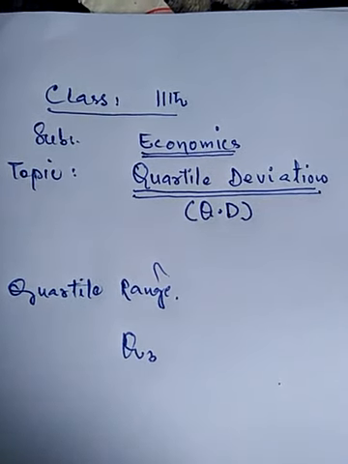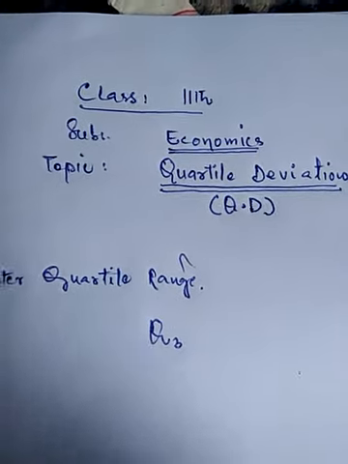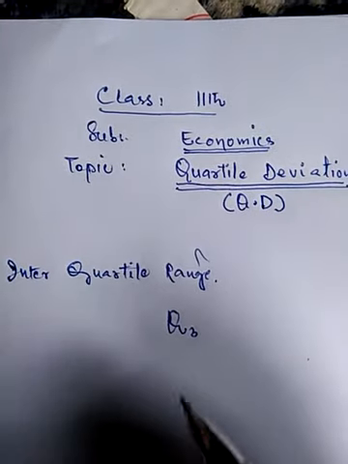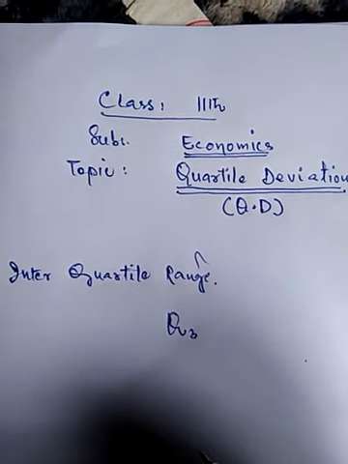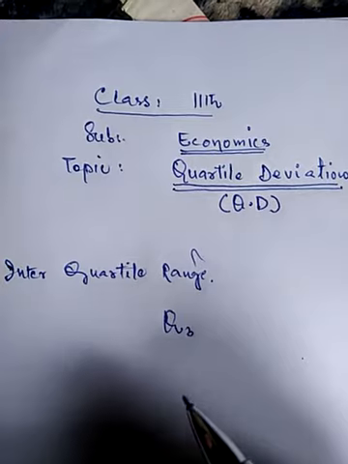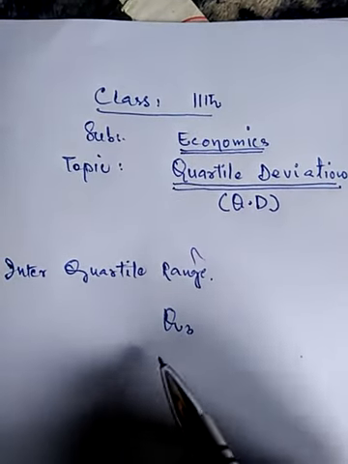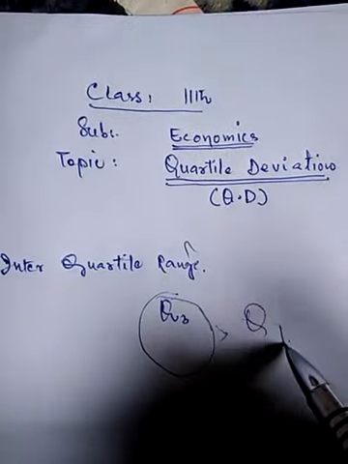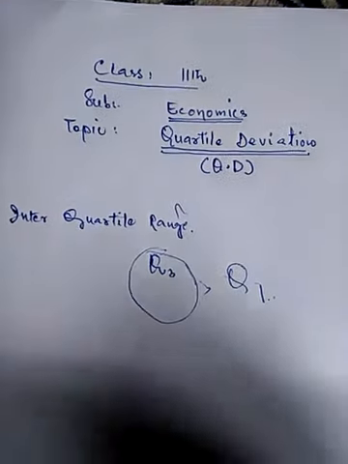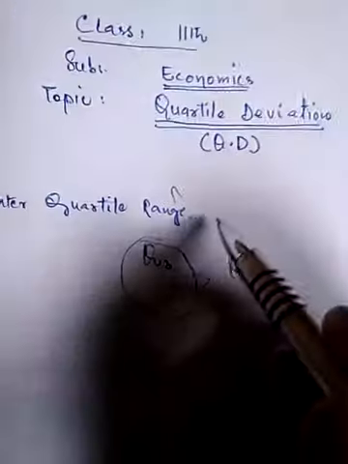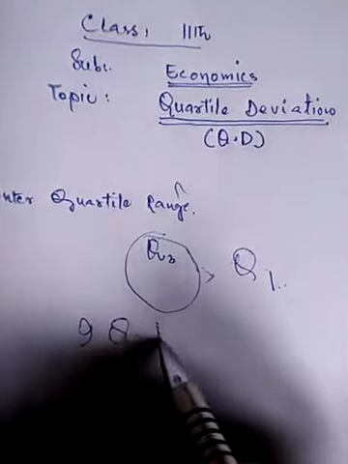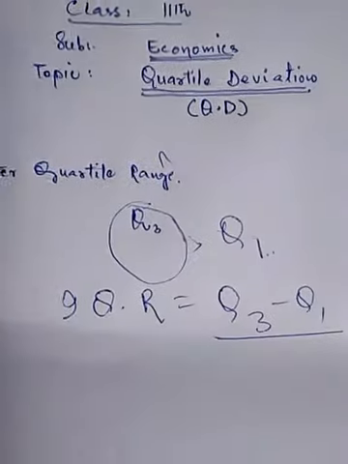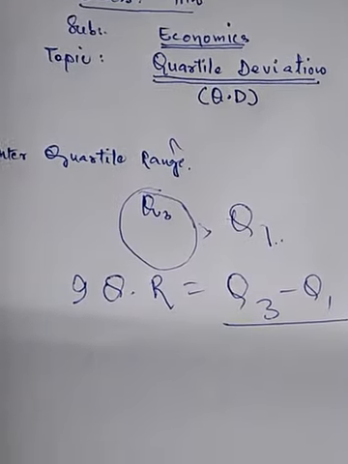Quartile deviation discuss करने से पहले एक और चीज़ है जिसे हम interquartile range कहते हैं. You must know it. जो interquartile range है, this is the difference between the third quartile and the first quartile. Third quartile is Q3 and first quartile is Q1. So interquartile range is simply equal to Q3 minus Q1.